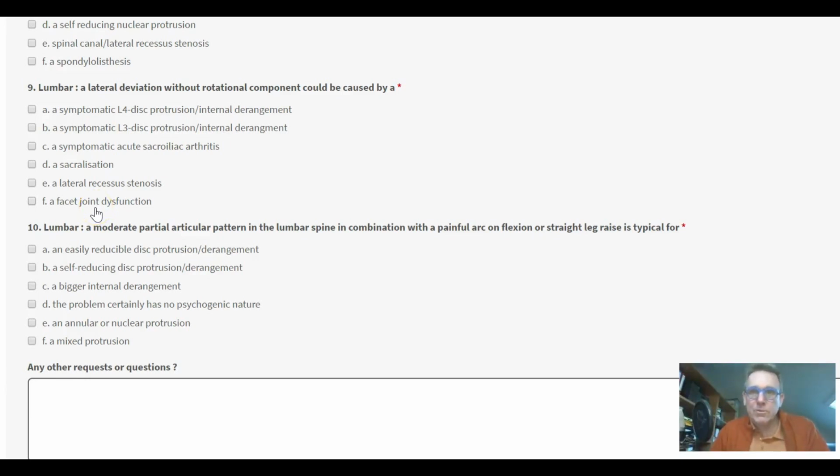So, moral of the story, a lateral deviation without rotational component, in the absolute majority of the cases, is related with a symptomatic internal derangement. And it also tells me that the internal derangement is larger. It's a bigger internal derangement. You will need more time to reduce that.